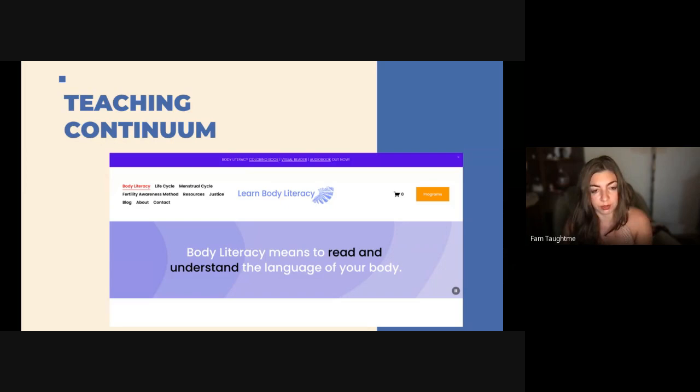But my main goal with learnbodyliteracy.com is to provide a resource hub that has information about, for instance, cervical fluid, that has information about the menstrual life cycle, and that has more resources available for people who are dealing with various types of menstrual issues.